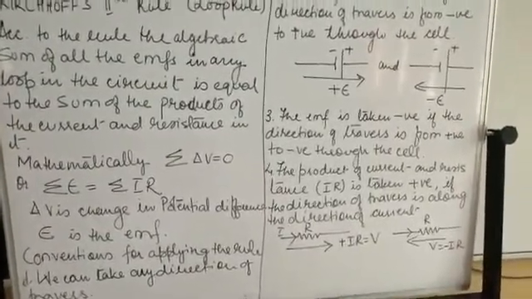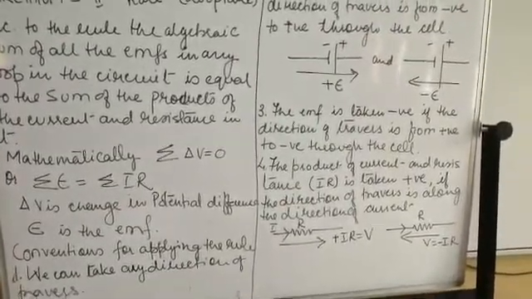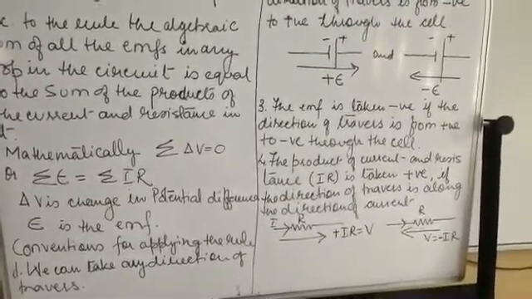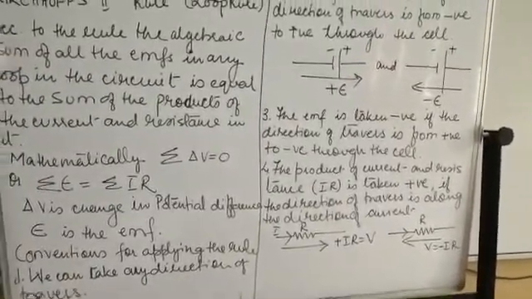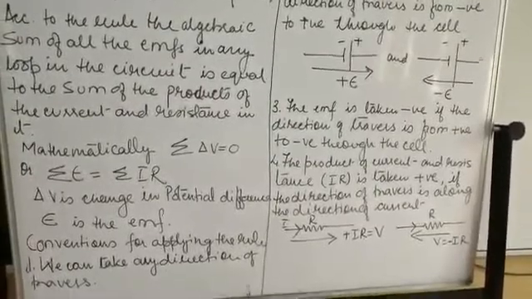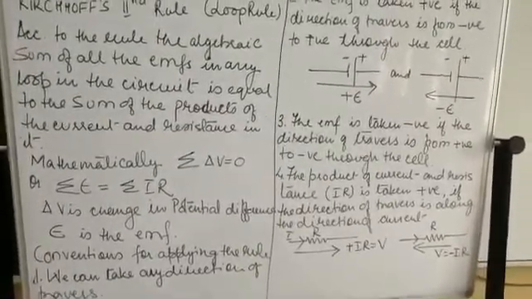Similarly, in the second figure you can see the direction of current and direction of traverse are opposite to each other. In this case, the potential difference will be taken as negative. So these are the four rules which we need to remember when we are applying Kirchhoff's loop rule.